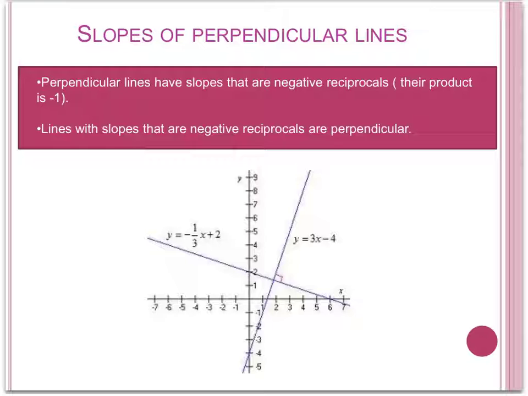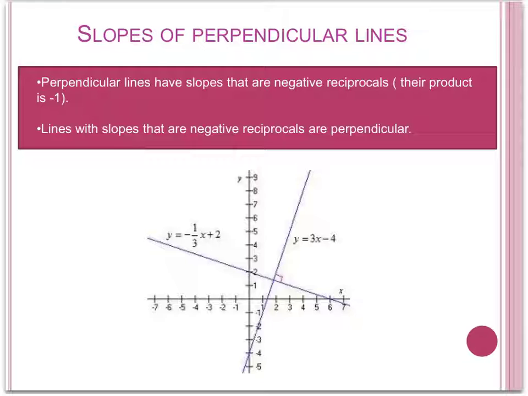Now, we can also look at the slopes of lines to show whether 2 lines are perpendicular. Perpendicular lines have slopes that are negative reciprocals. This means that their product is equal to negative 1. Lines with slopes that are negative reciprocals are also perpendicular.